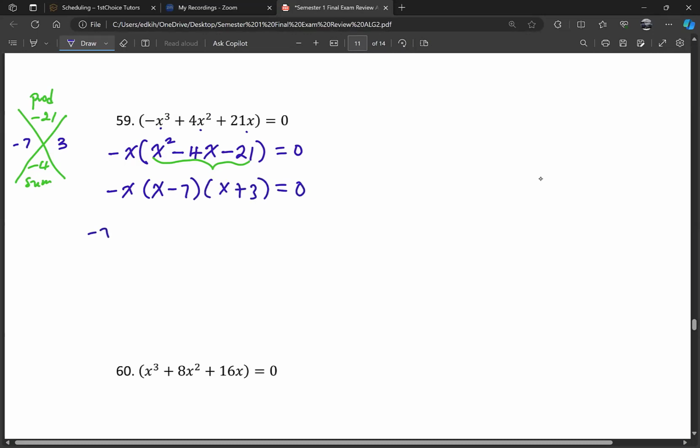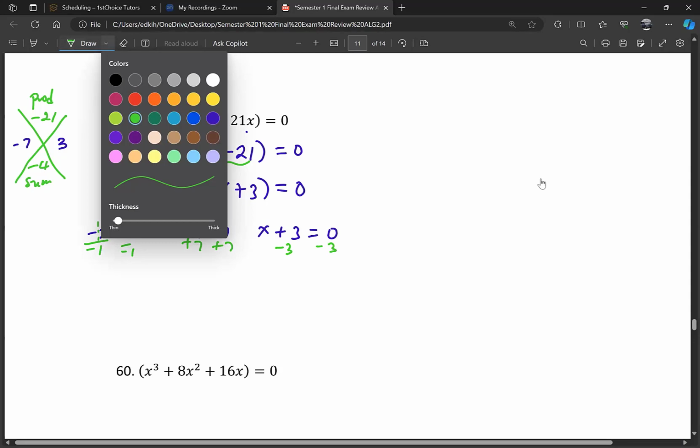You're setting each of your factors equal to 0, so negative x equals 0, x minus 7 equals 0, and x plus 3 equals 0. Now you've got to solve for each of these. This first one, divide by -1, because there's an invisible 1 here. This second one, you're going to be adding 7. Third one, you're going to be subtracting 3 from both sides.